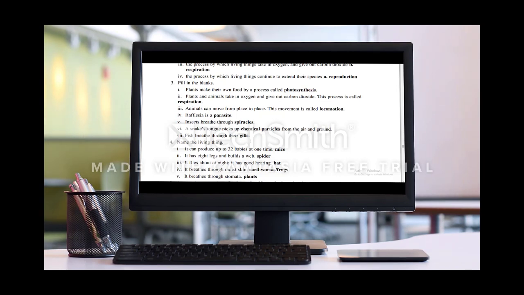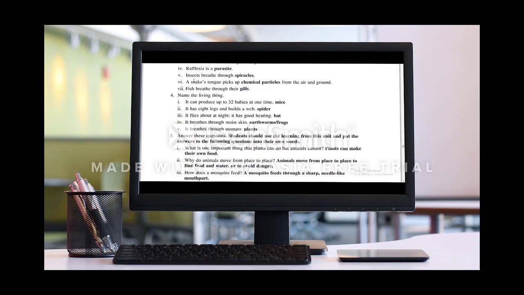Name the living things. It can produce up to 32 babies at one time. Mice. It has 8 legs and builds a web. Spider. It flies about at night. It has good hearing. Bat. It breathes through the moist skin. Earthworm. Frog. It breathes through stomata. Plants.